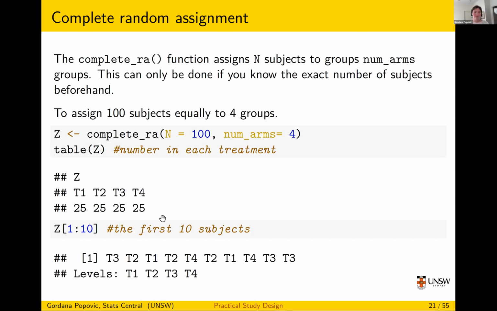So that's good, but who is in which treatment? Well, if I look at Z, I can see that the first person is in treatment 3, the second one is in treatment 2, and so on. So this gives me the treatment of each of the people in my study, allocated randomly. So it's super easy to do in R, if you're an R user. So that works if you know the exact number of subjects beforehand.